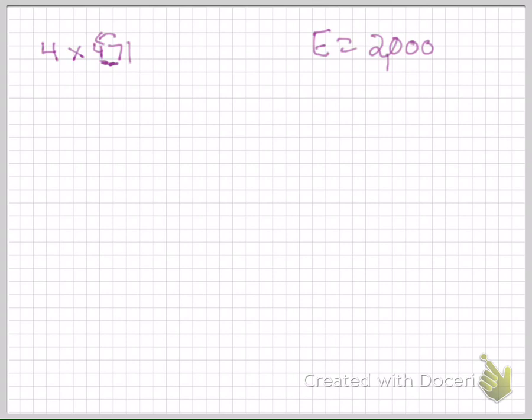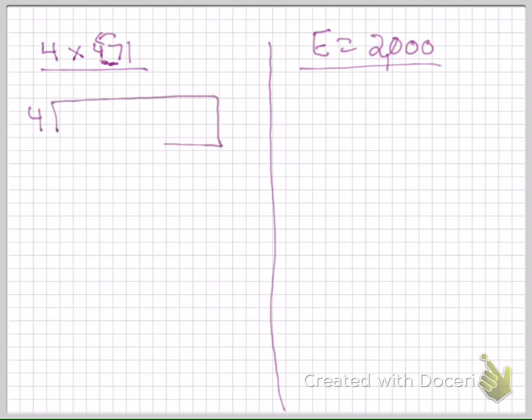Again, I'm going to do the algorithm on one side, and I'm going to do the boxes, the model, on the other side. I'm going to start with my boxes. All right, I want to take this number into expanded form. And 471 in expanded form is 400 plus 70 plus 1.